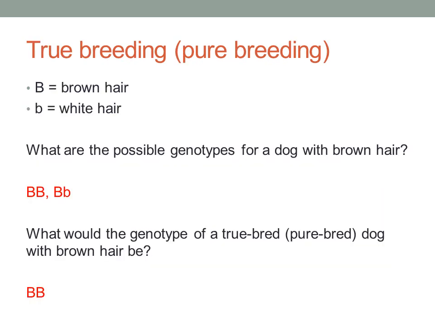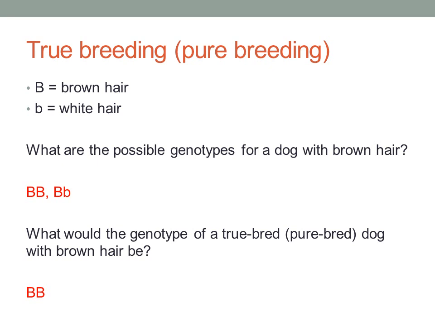When we talk about true breeding, a lot of people kind of know what purebred animals are like. So if you think of dogs, if you buy purebred dogs, that means that they are pure. They have only one type of a certain trait. So what are the possible genotypes for a dog with brown hair? If we have brown hair, that means it must have a big B. So the two possible genotypes would be big B, big B, and big B, little b.